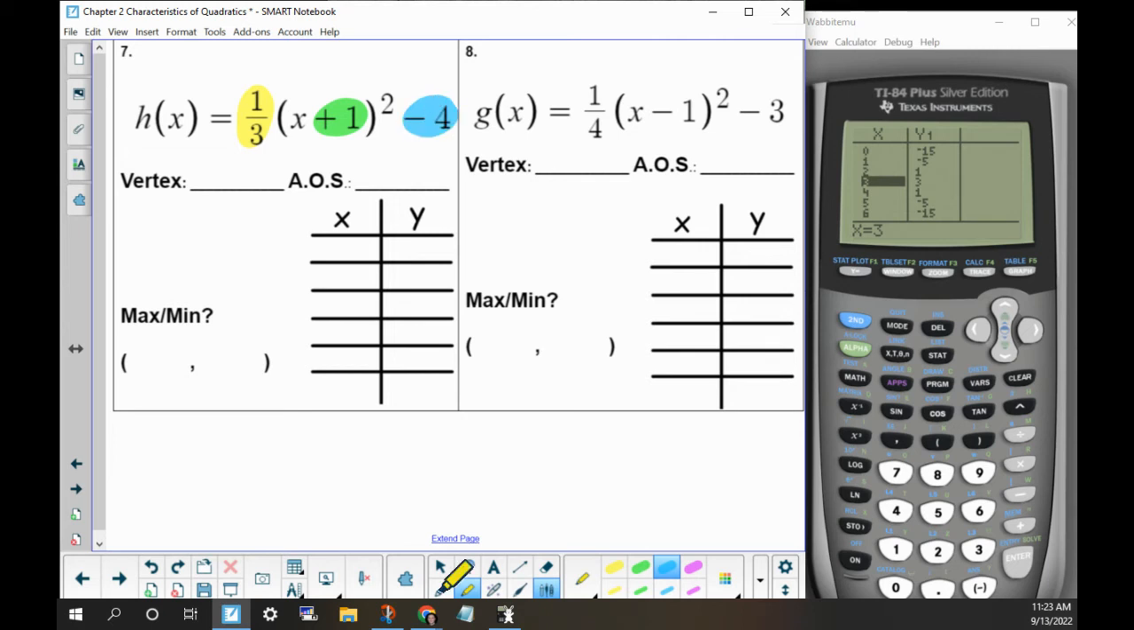All right, so I can rewrite these. We've got A equal to 1/3. Our H is equal to -1. Our K is equal to -4. What's our vertex? -1, -4. It's my H and my K.